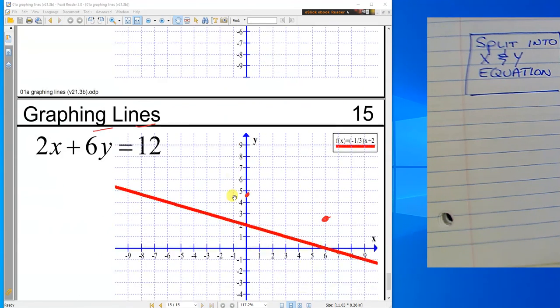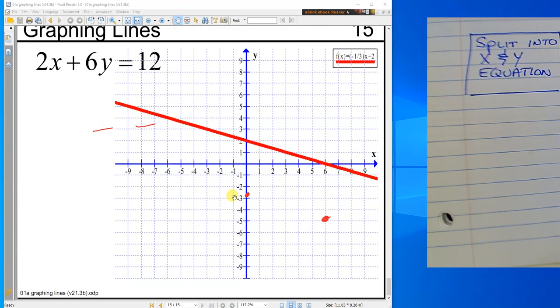Okay, do I have the answer key? Yep, there it is. See my 2 points? There's the graph that goes with it.